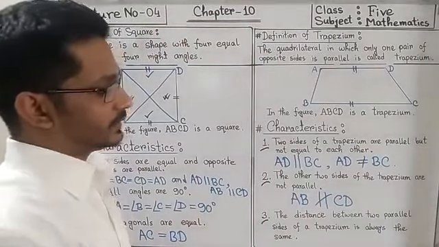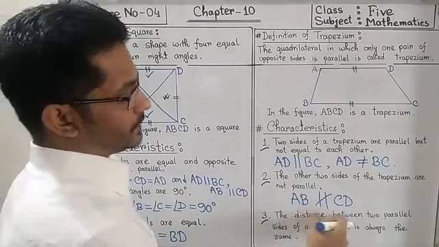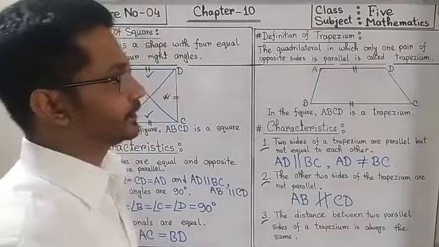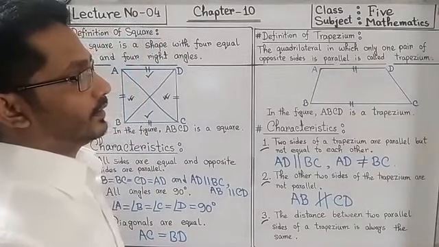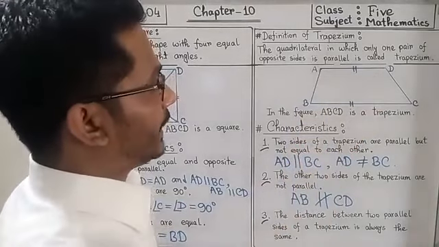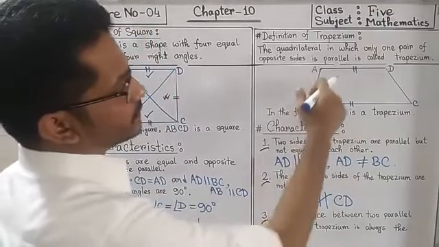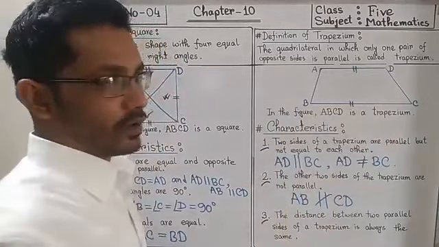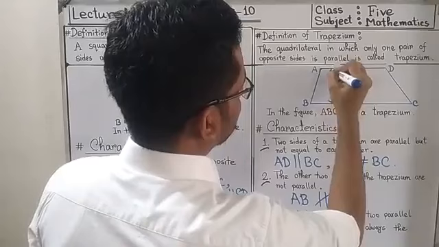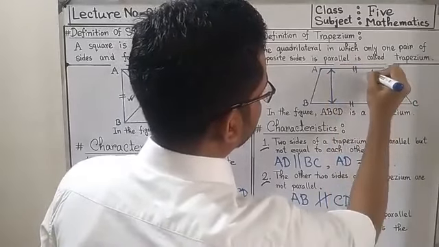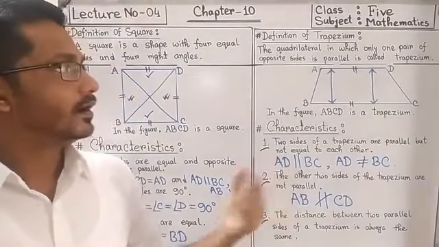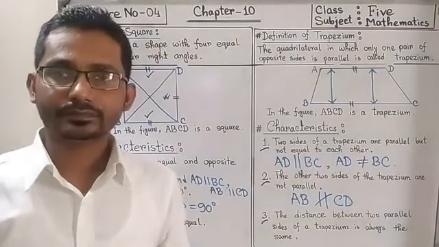Now the last one: the distance between the two parallel sides of a trapezium is always the same. As we know that AD and BC are two parallel sides, so the distance between AD and BC is always the same. So that's how we will find some characteristics of a trapezium.